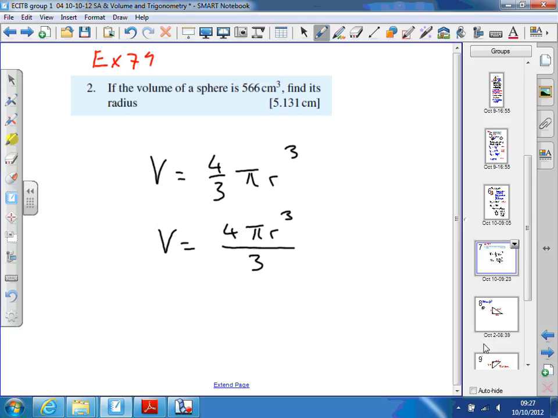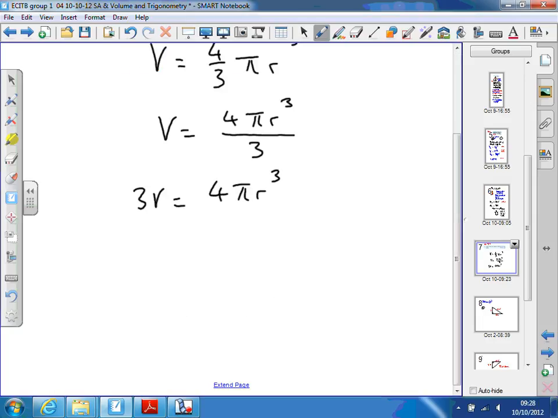So what have I done with the radius? I've cubed it, times it by pi, times it by 4 and divided it by 3. So I've just got to get rid of the pi and the 4 and the 3 to start off with. So how do I get rid of divide by 3? Times by 3. Multiply both sides by 3. So 3v equals 4 pi r cubed.